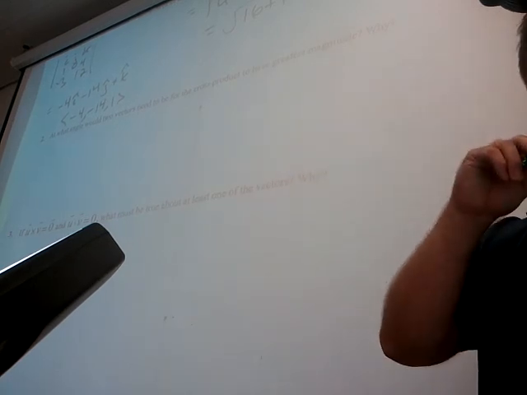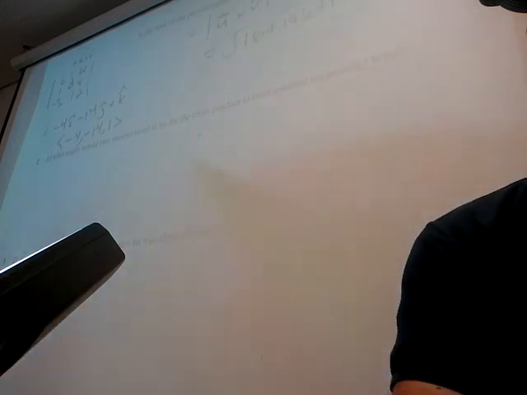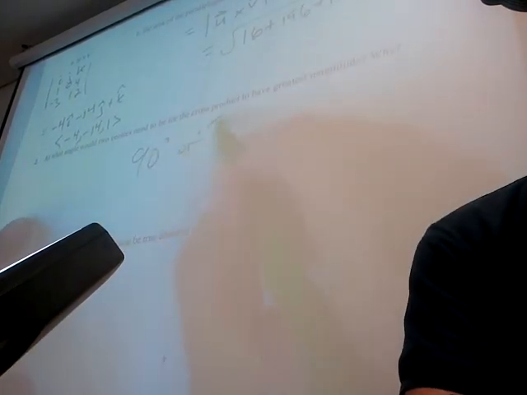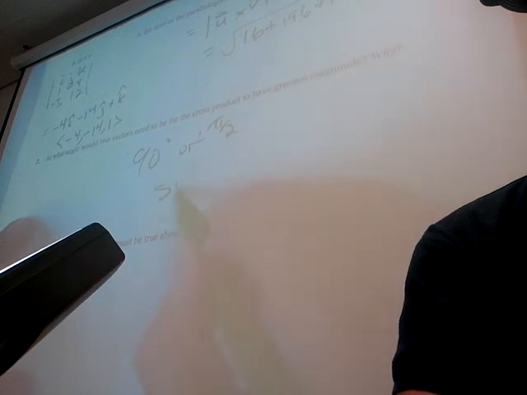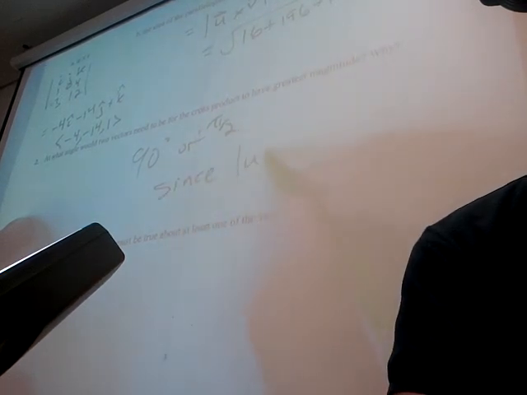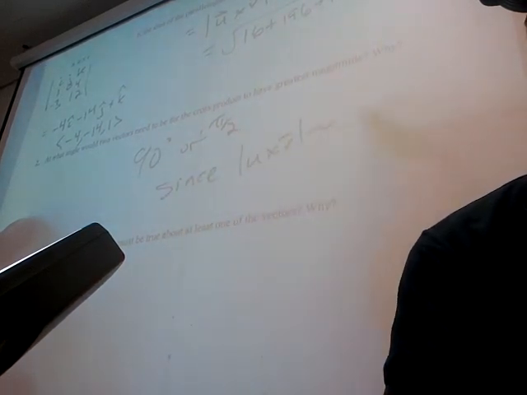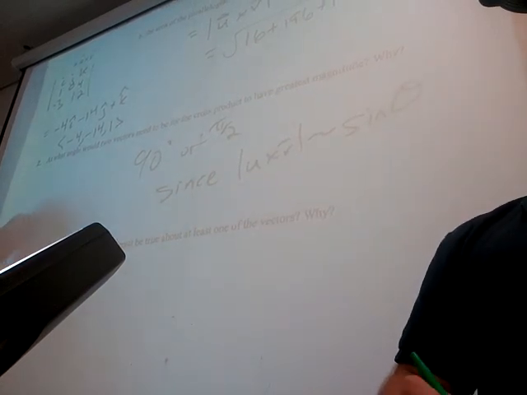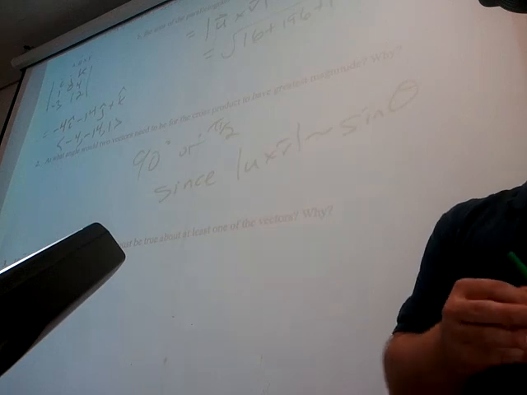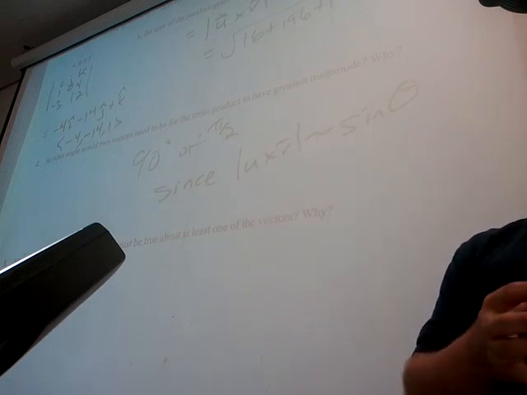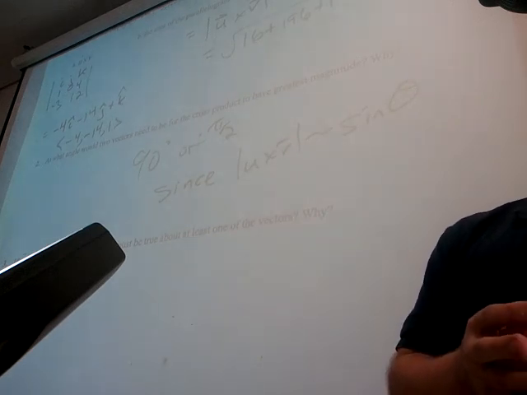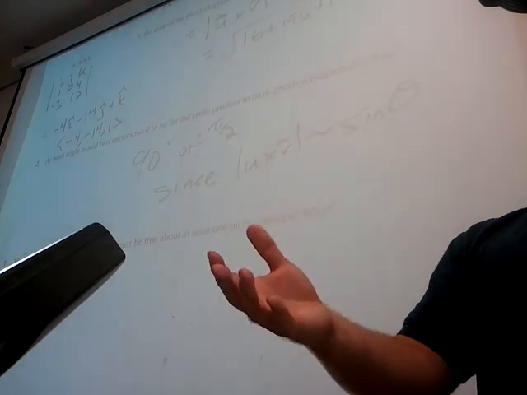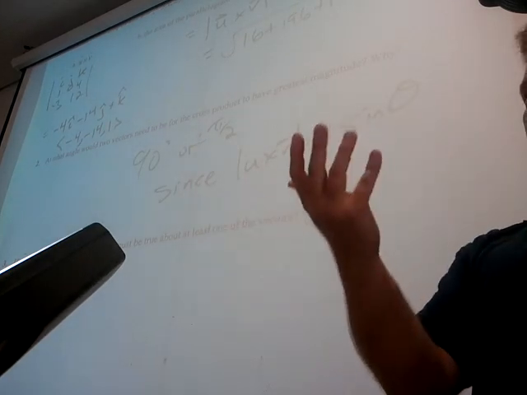What was the answer to number 2? Oh, 2 was 90 degrees. 90 degrees. What was the reason? Since the length of the cross product is directly related to the sine of the angle, right? Cool. Same thing I'd ask about what angle would have to be to make the dot product maximum. You know, then you'd say 0, or you can argue for 180.